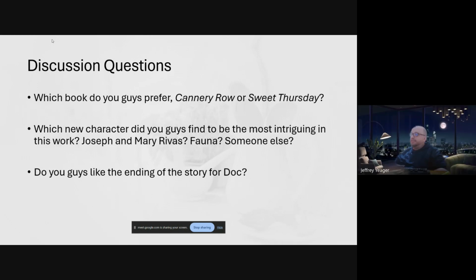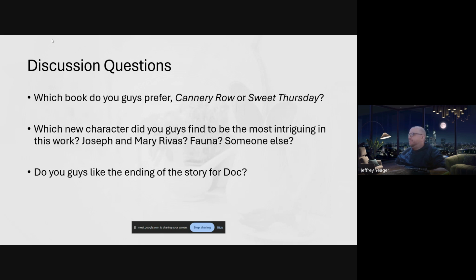Yeah, I think the first book is funnier. I think the first book is a hilarious book. Hilarious and melancholy at the same time. I don't really see humor in this one, or not as much.